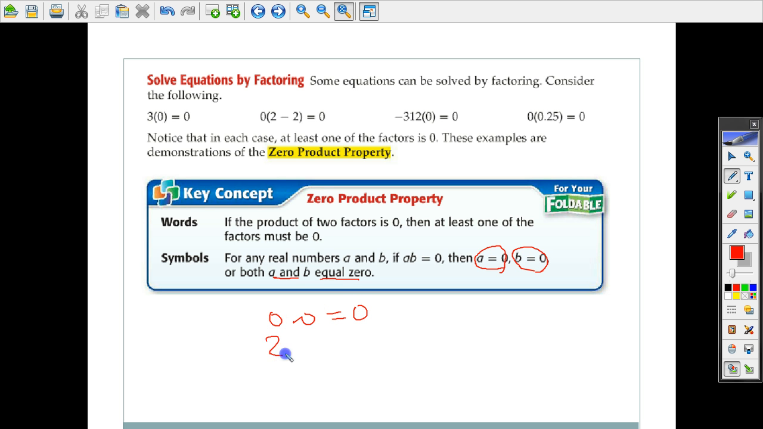You can also have 2 times 0 equals 0. Or it can also be 0 times 2 equals 0. So in other words, any number times 0 is 0, also 0 times 0 equals 0. So it can be any one of those.